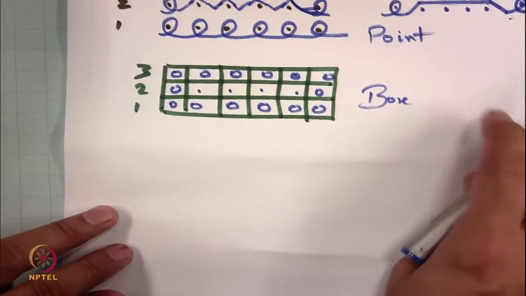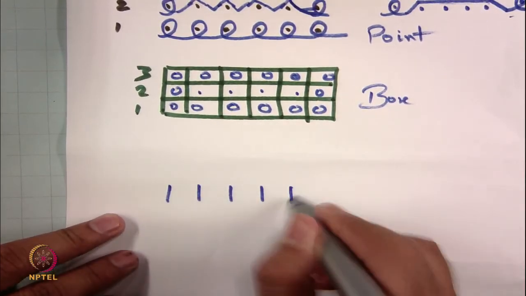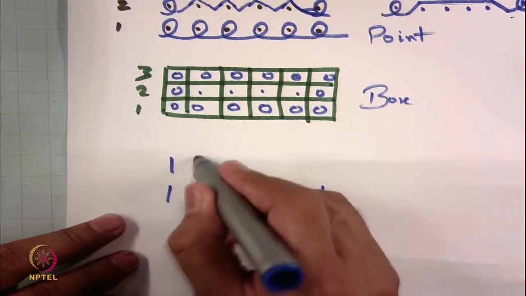And now, if you go for the point diagram, again you need 6 bars for 3 courses.